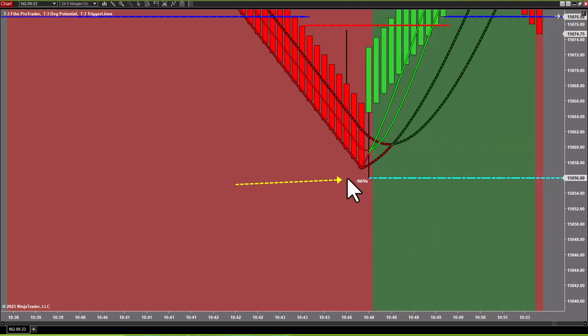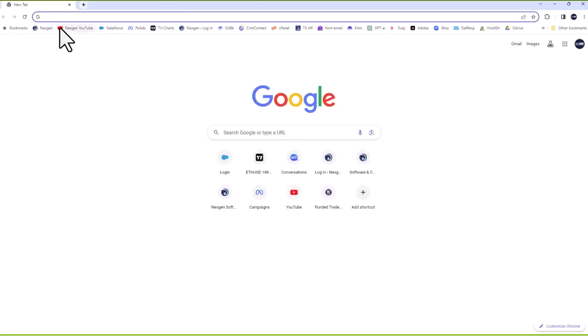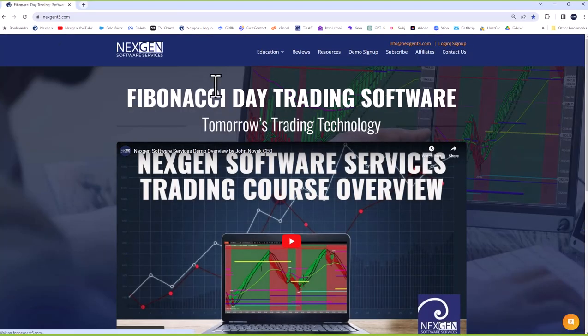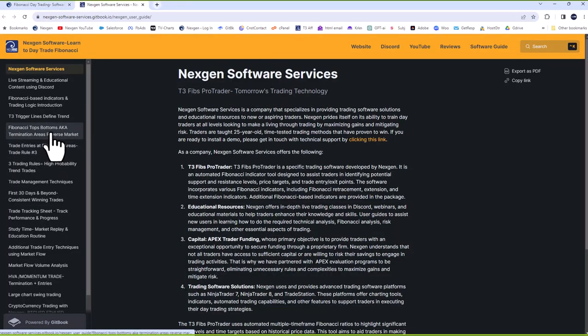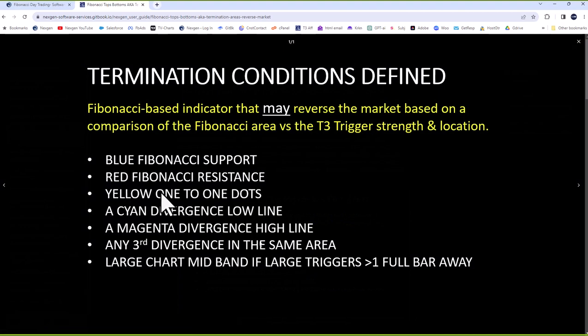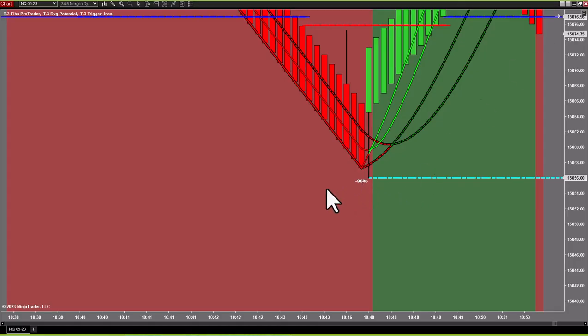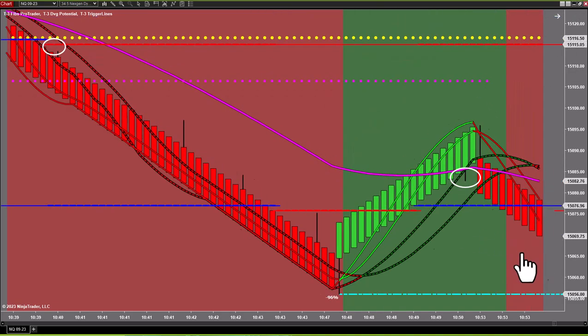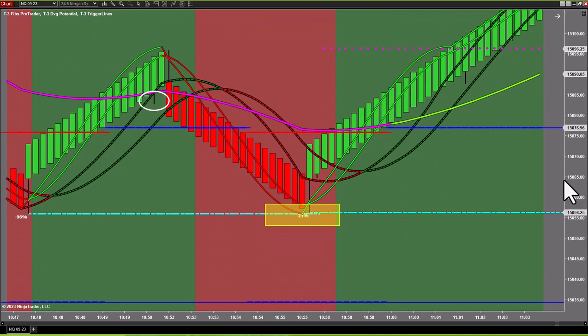Now, there was no support lines. And when I say support lines, what I'm talking about is in the user guide, right? When we talk about termination conditions, we're talking about blue lines, red lines, dots, cyan divergence highs, magenta divergence lows, some type of line. So there's no line here. It's divergence, which is cool, but it's kind of all by itself. When you have divergence from a line, it makes it much more powerful. Really simple.